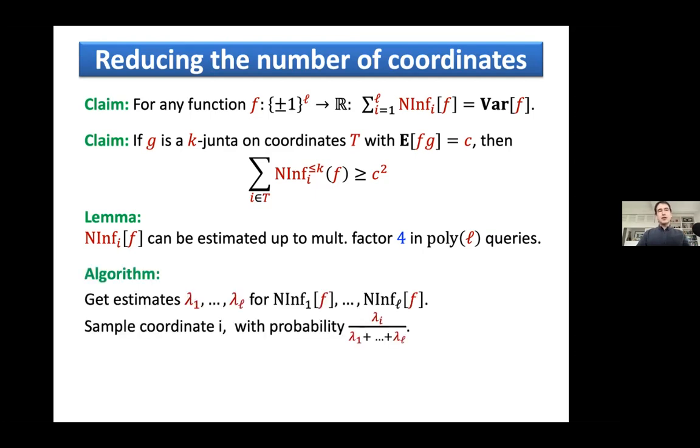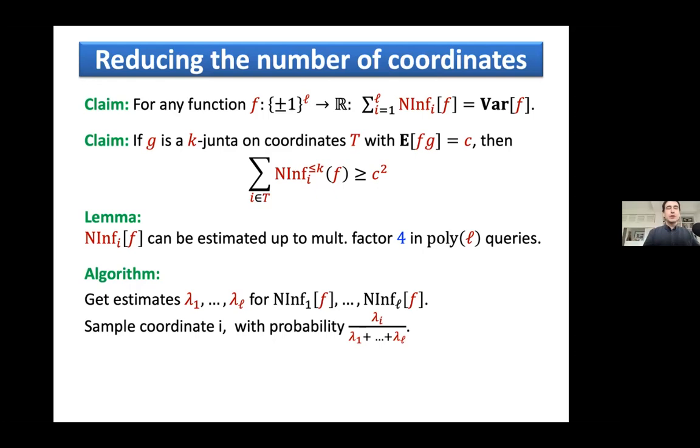Well, a simple algorithm comes to mind. Let's just estimate all these normalized influences. Okay, we have L coordinates. So notice that L is polynomial in K, so we can actually run in time that is polynomial in L, so that's fine. And we couldn't do it initially because we didn't want any dependence on N, but once we reduce the dimension from N to L, we can do something brute force over all coordinates. We sample a coordinate I with probability lambda I over the sum of lambdas.